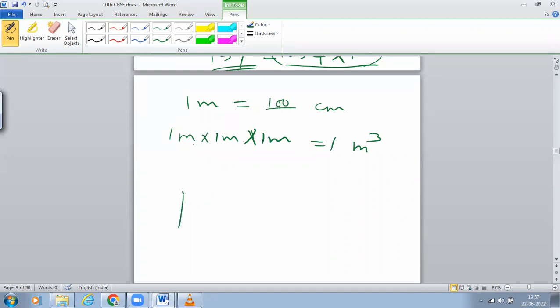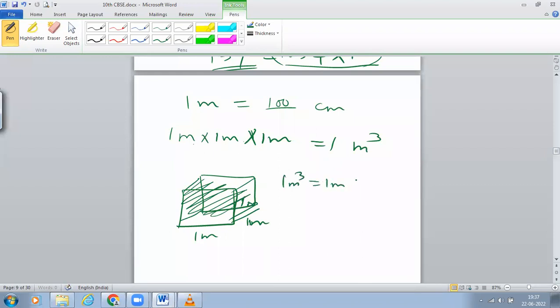Actually, the volume 1 meter cube means if there is a cube having all the sides as 1 meter. If a cube has length 1 meter, breadth also 1 meter, and height also 1 meter, then the volume inside it is called 1 meter cube volume. Now 1 meter cube can be expressed as 1 meter into 1 meter into 1 meter, because side into side into side. Length, breadth, and height are equal, that is 1 meter, 1 meter, 1 meter. Then the volume is 1 meter cube.